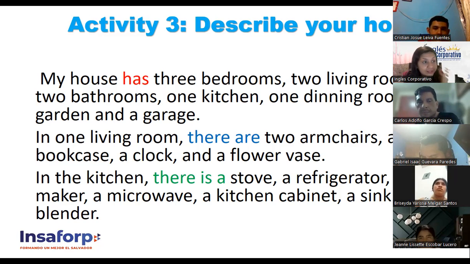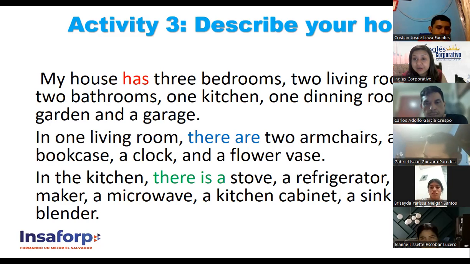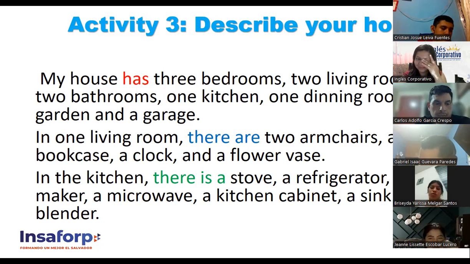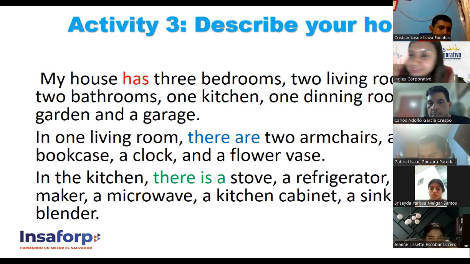Can you repeat, please? Garage. Edith, I don't understand. Did you say garage? Oh, sink. That is the sink.